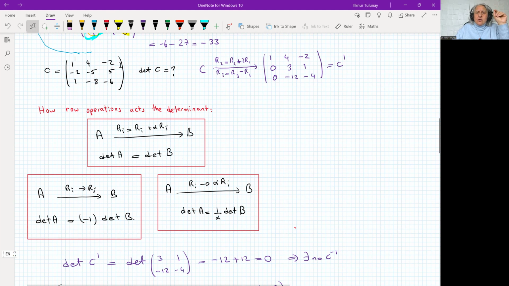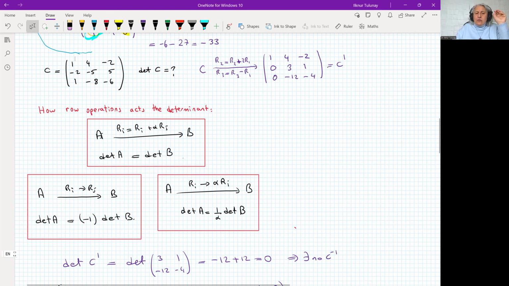If you multiply the first row by -1 and add it to the third row, you will get 0 in this position. Then you obtain a matrix, and the determinant of this matrix, by just opening up the first column, will be just a calculation: the determinant of this 2 by 2 matrix, 3, 1, -12, -4. But what is the effect of the row operations on the determinant? That is the question.